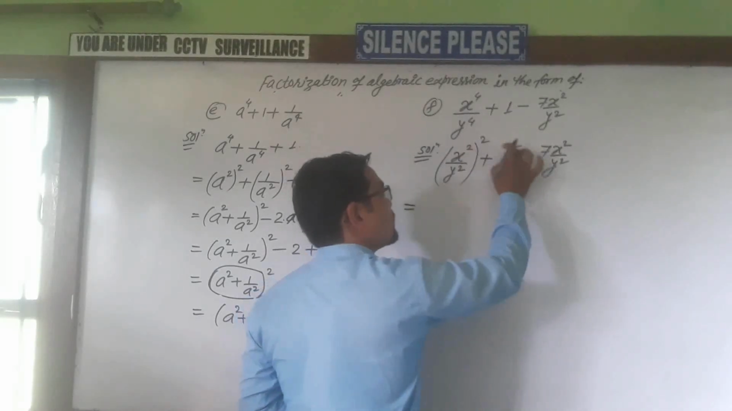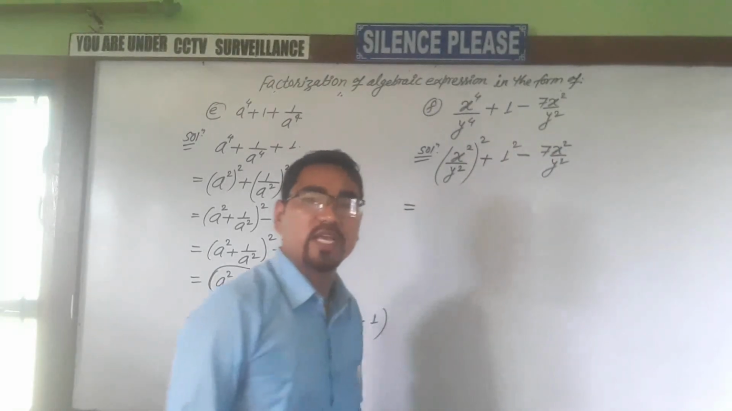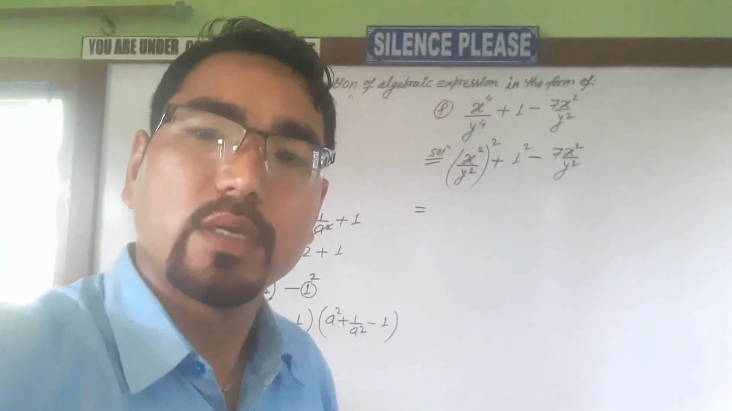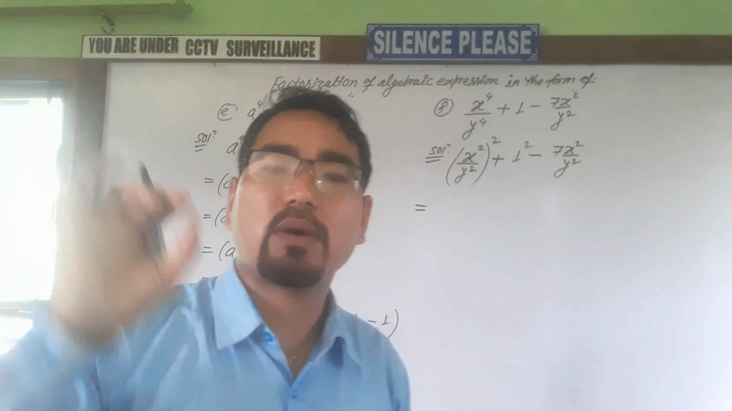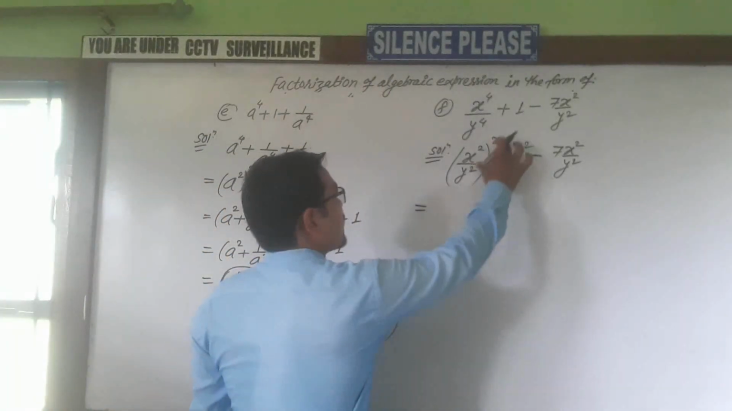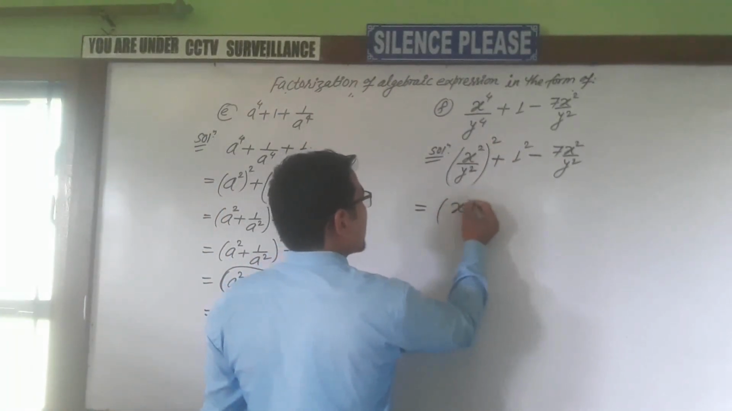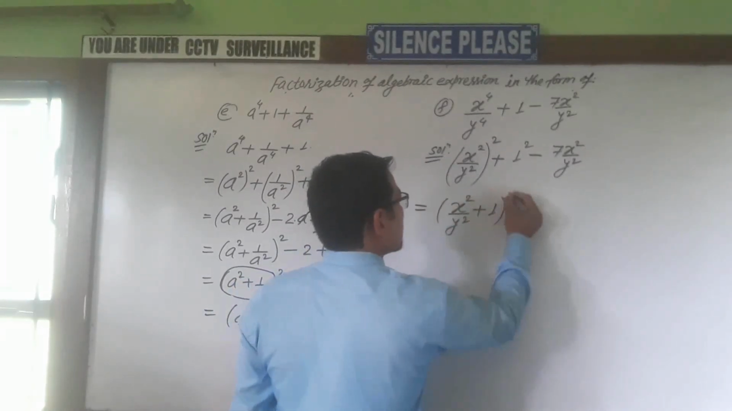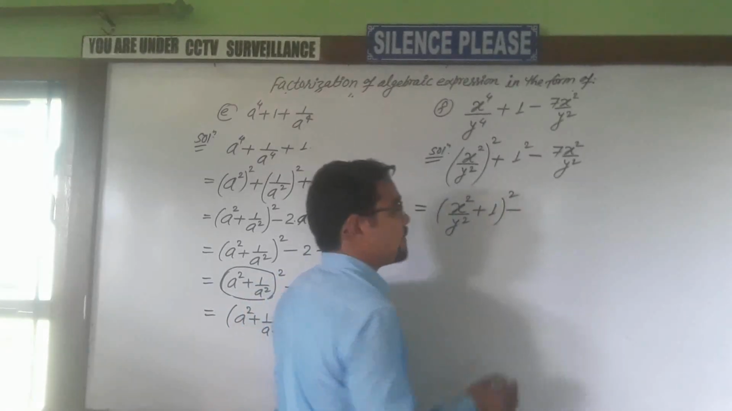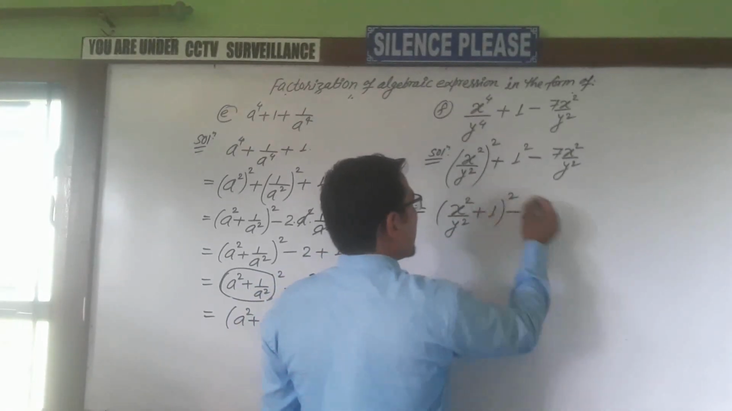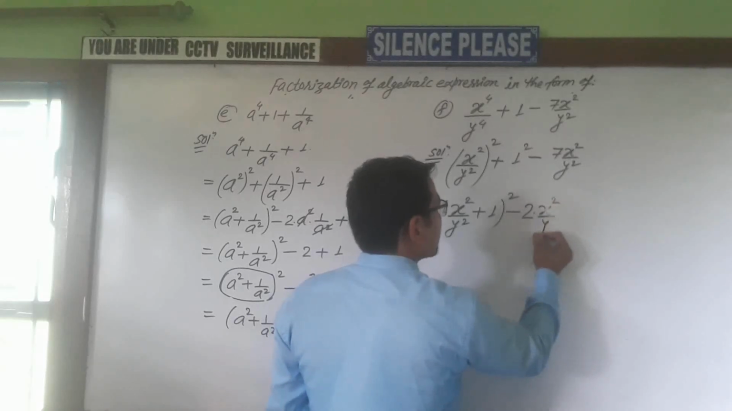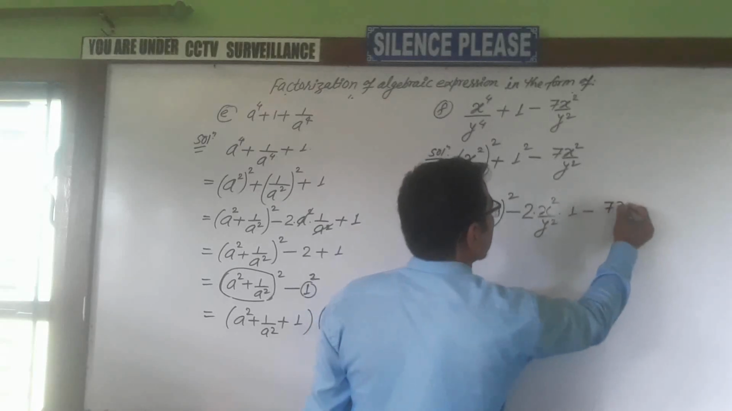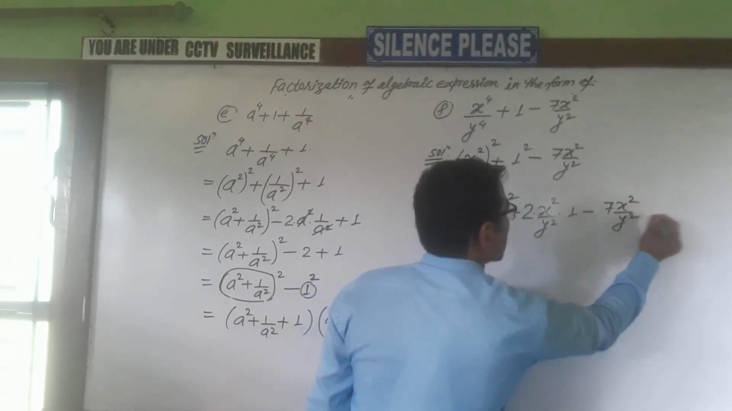Then we apply the a² + b² formula again now. If you know a² + b² = (a + b)² − 2ab, then a is x²/y² and b is 1, so we write (x²/y² + 1)² minus 2 into a, that is x²/y², into b, that is 1, and minus 7x²/y² as it is.